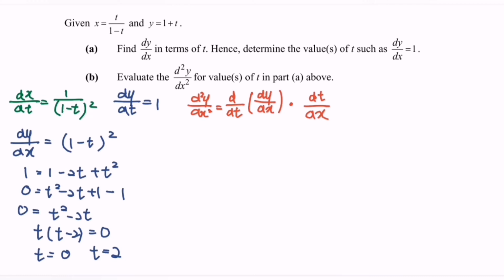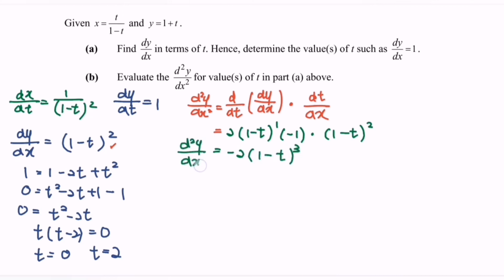So focus on dy/dx. If we differentiate the situation with respect to t, we will have 2 bracket 1 minus t to the power of 1. Do remember to differentiate the internal function, and we will have negative 1. Then multiply by dt/dx. So do remember to flip the situation. So we will have 1 minus t squared. Simplify the situation. So we have negative 2 multiplied with 1 minus t to the power of 3. So that is the situation for the second derivative for parametric differentiation.